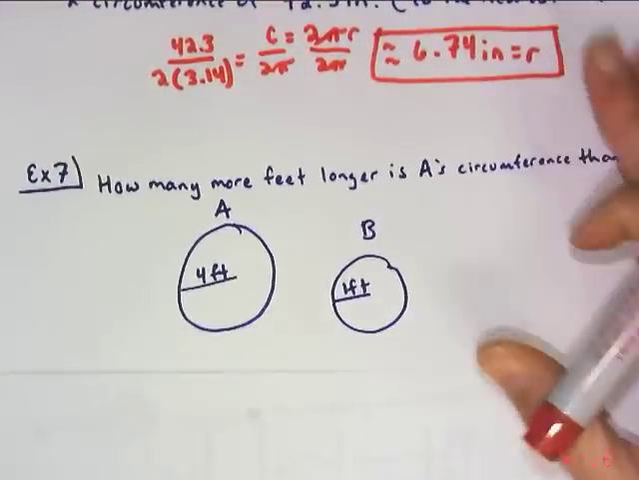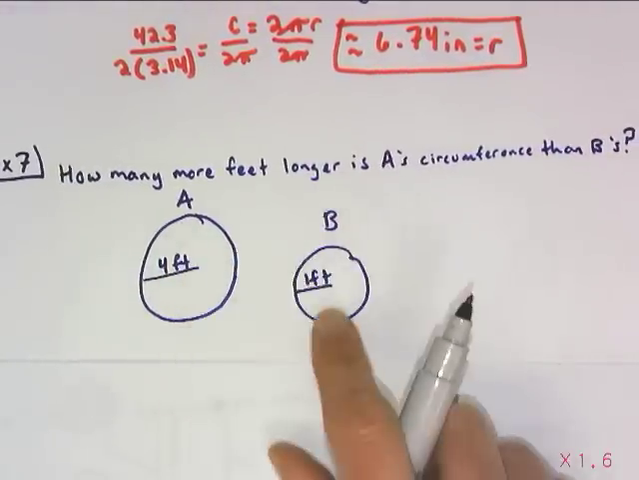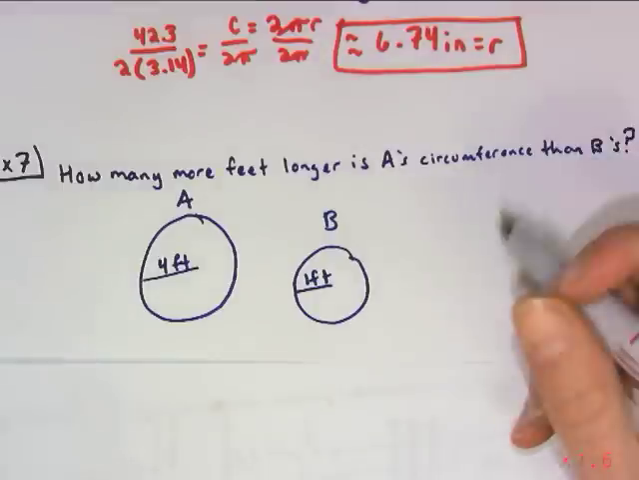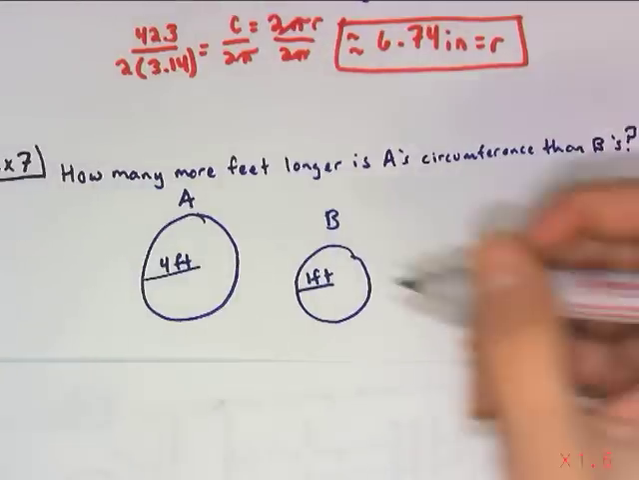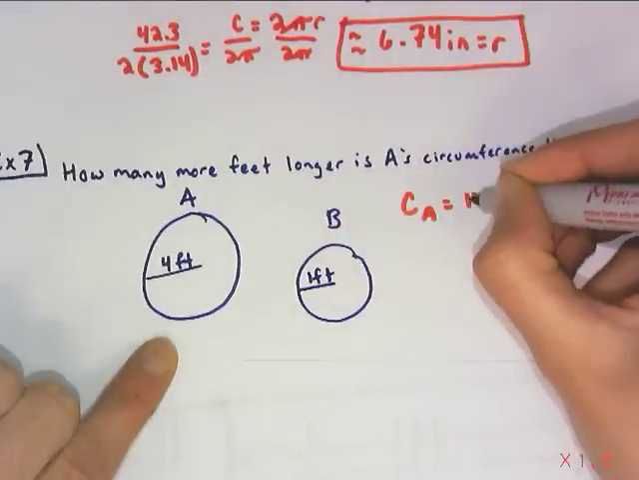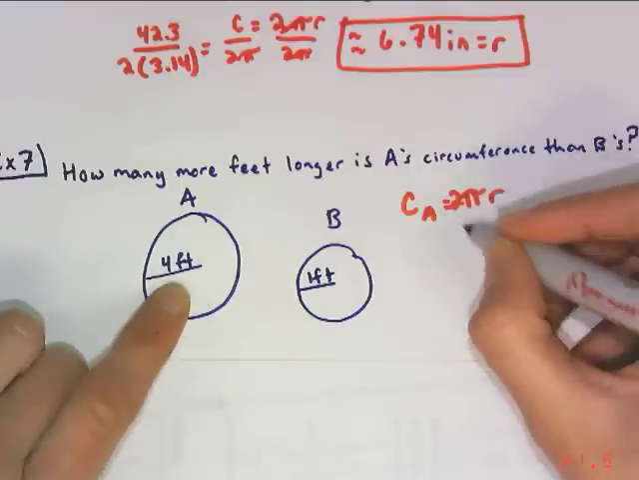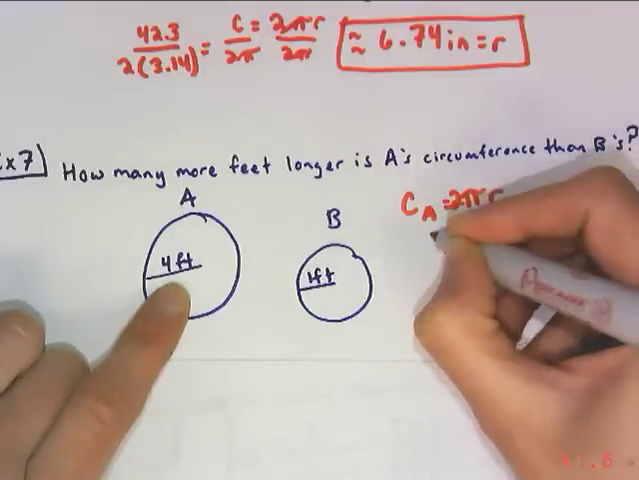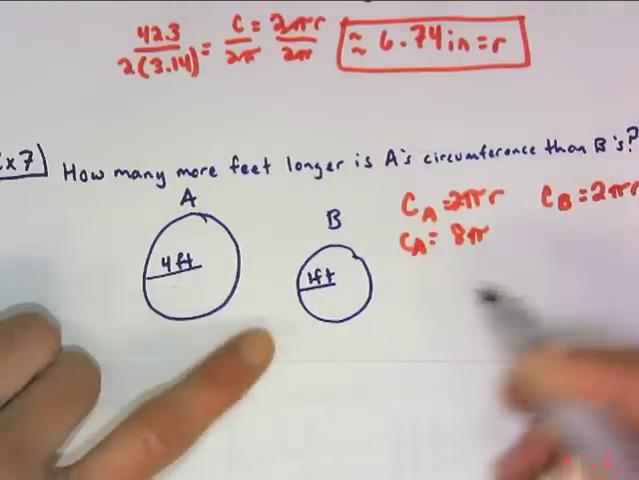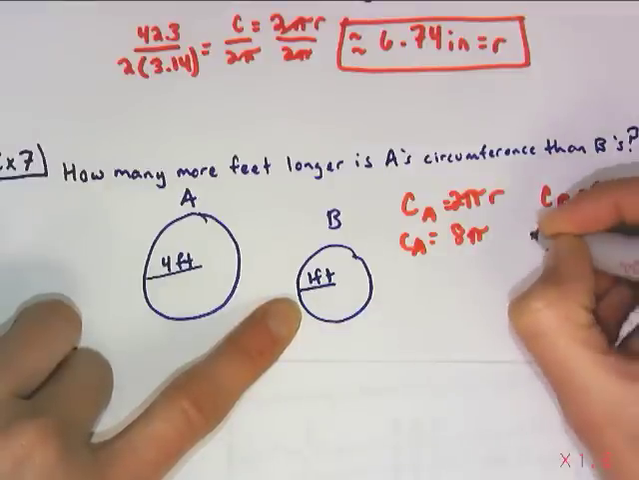One more example before you try some on your own. If I ask how many more feet longer is A's circumference than B's circumference, and we don't tell you what pi to use, I would try to use exact pi whenever possible because it's less work. So for A's circumference, so circumference of A, we know is 2 pi r. And so this has a 4-foot radius, so 4 times 2 gives me 8 pi for the circumference of A. And the circumference of B, we also know is 2 pi r. So if I double the radius, I get 2. So we have 2 pi.